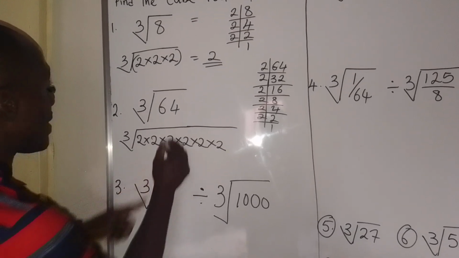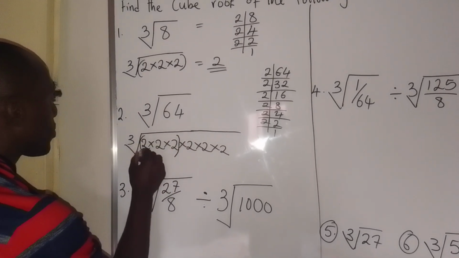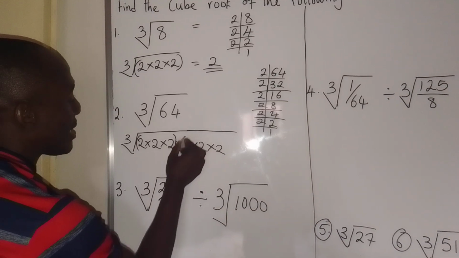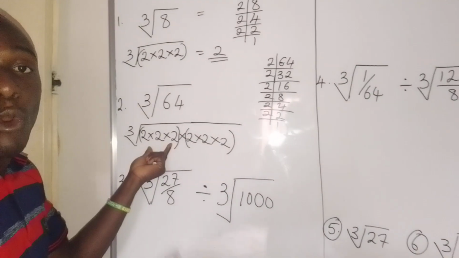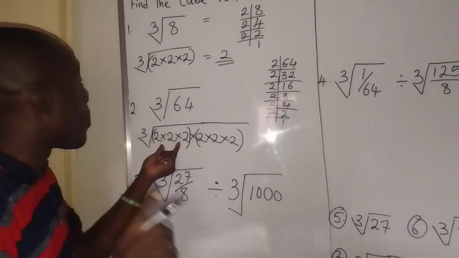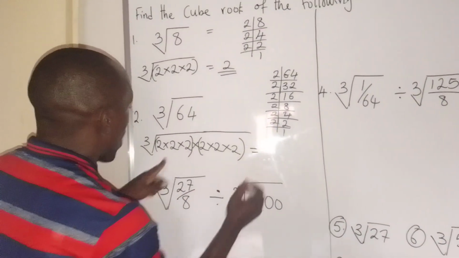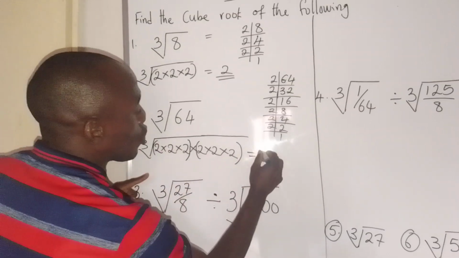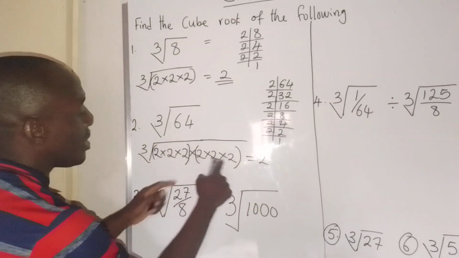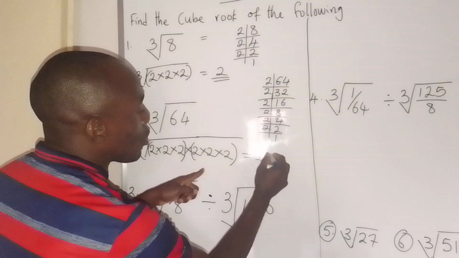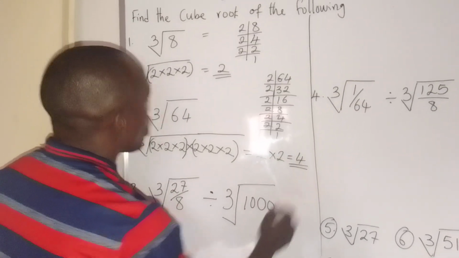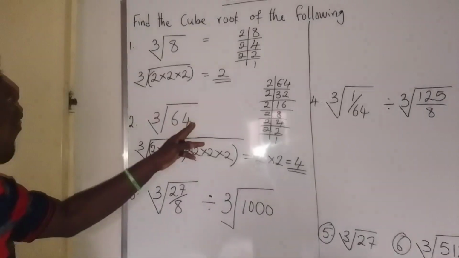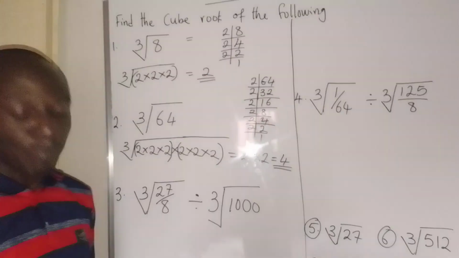2, 2, 2 are the same, and pairing them. 2, 2, 2 are the same, and pairing them. So in every 3 group, I'm only picking 1, which is 2. The same thing, this is another group, I'm picking only 1. So 2 times 2 will give us 4. So the cube root of 64 is 4.